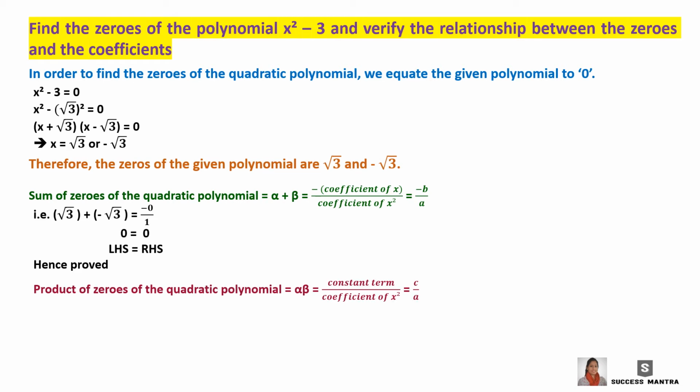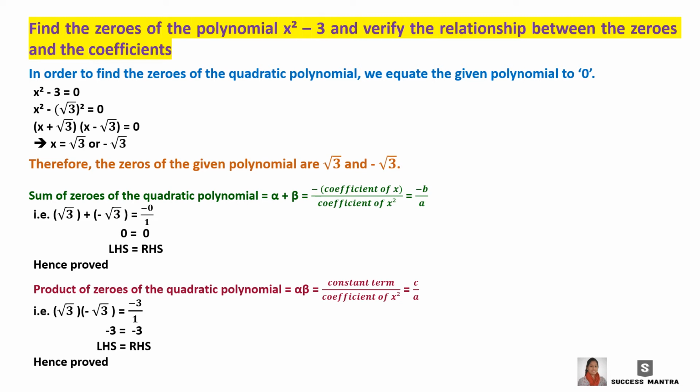Now we will prove the product of zeros of the quadratic polynomial, that is alpha beta is equal to constant term divided by coefficient of x square. Here constant term is minus 3. So minus 3 divided by a, that is 1. So we will write root 3 into minus root 3 is equal to minus 3 by 1, that is minus 3 is equal to minus 3.